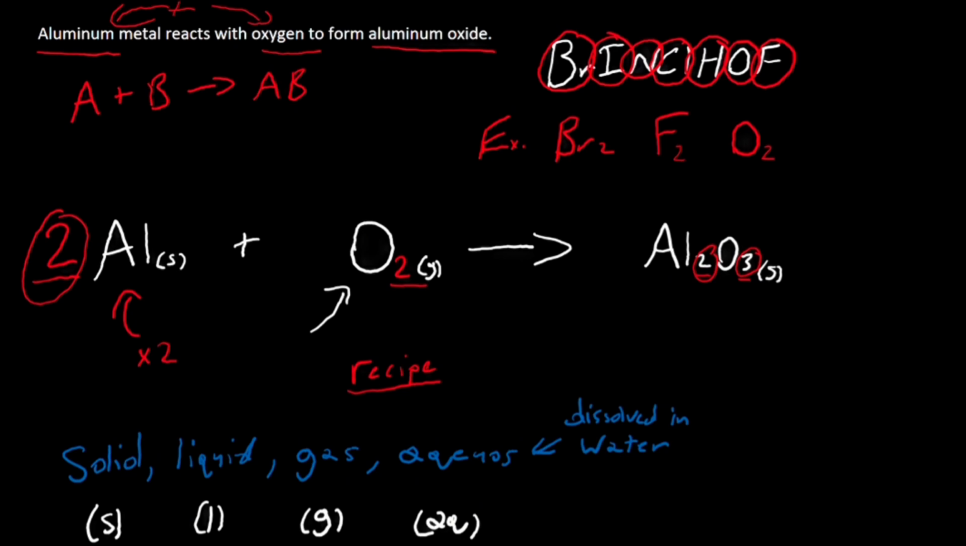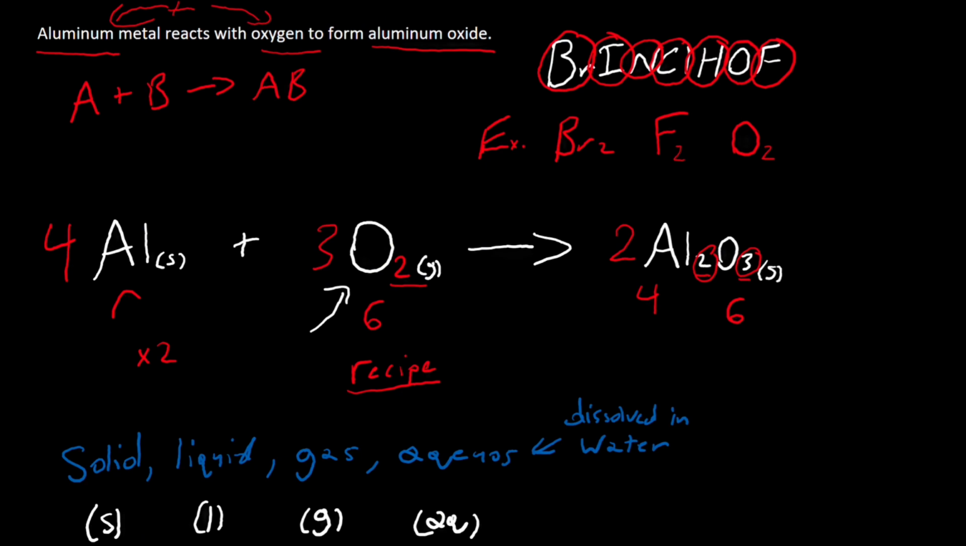And pretty easily, we can put a 3 in front of this O2 on the left side and a 2 in front of this aluminum oxide on the right side. This way we have 6 oxygens and 6 oxygens. But what about the aluminum? Now that's messed up. We have 4 on the right side, but only 2 on the left side. But pretty easily, we can just erase this 2 coefficient and put a 4.